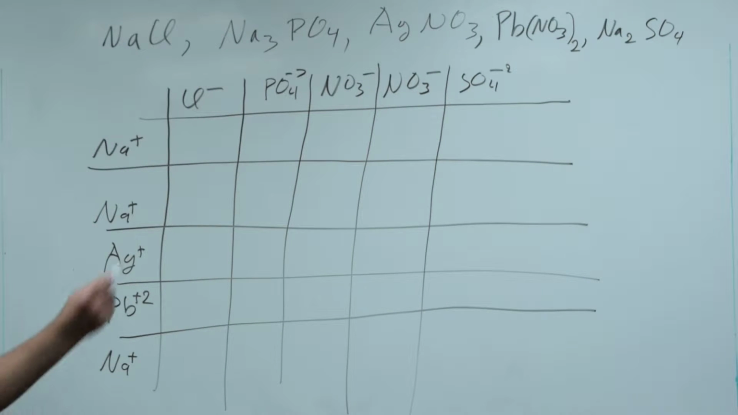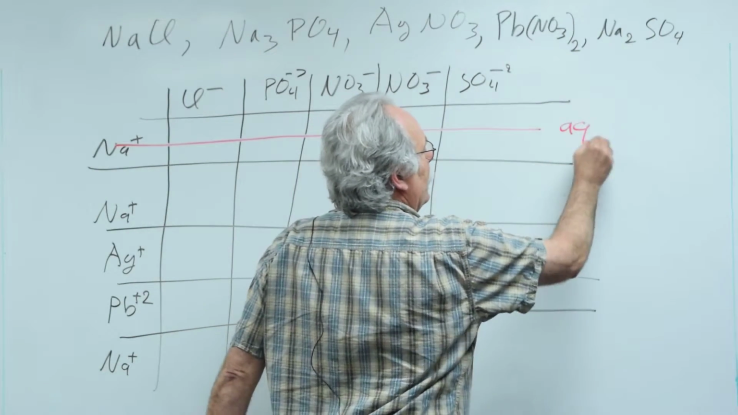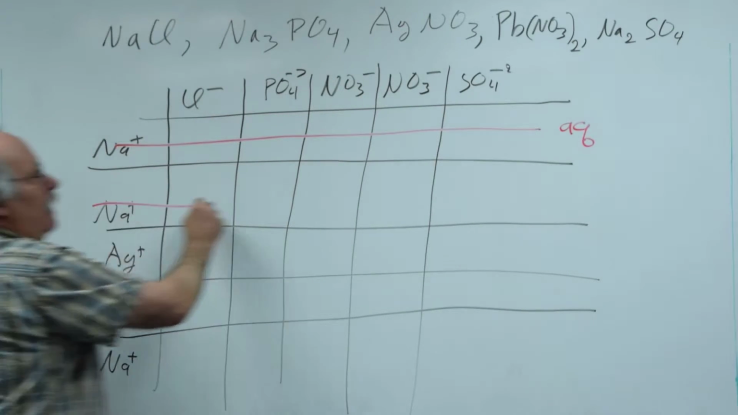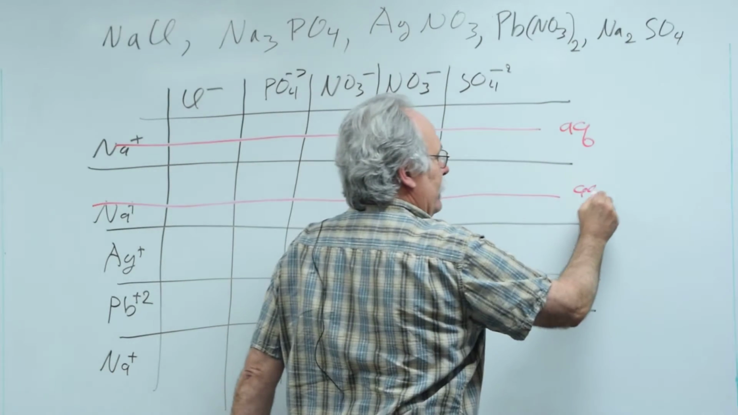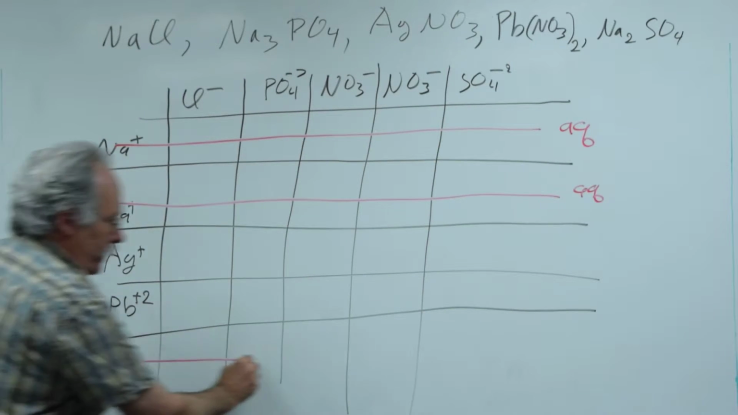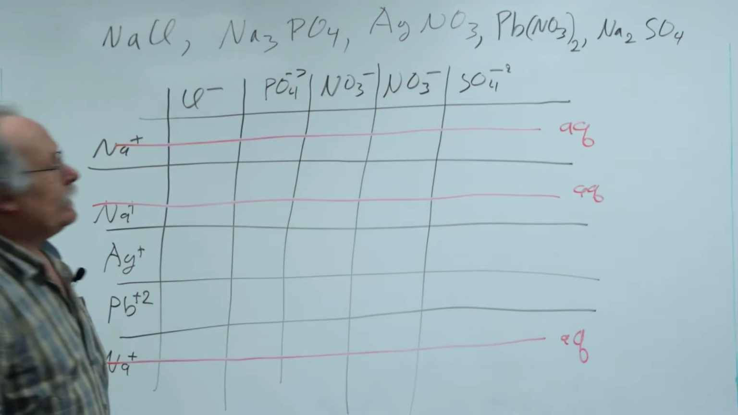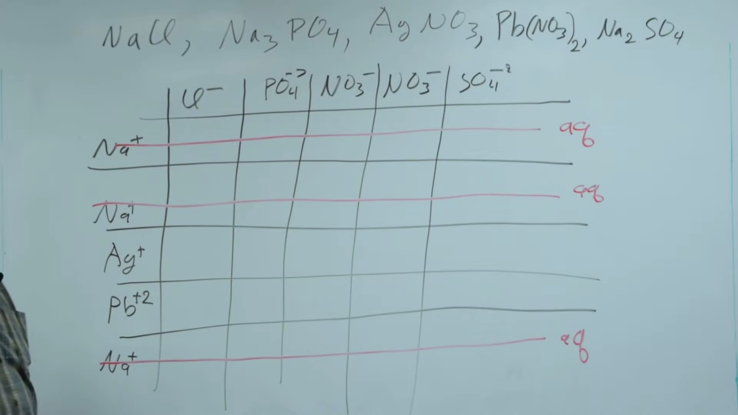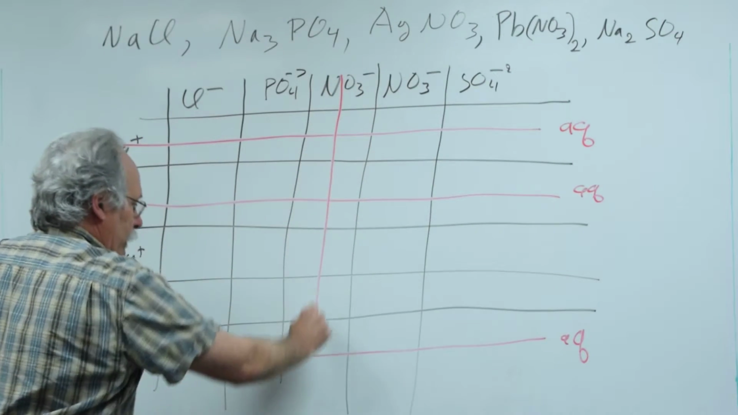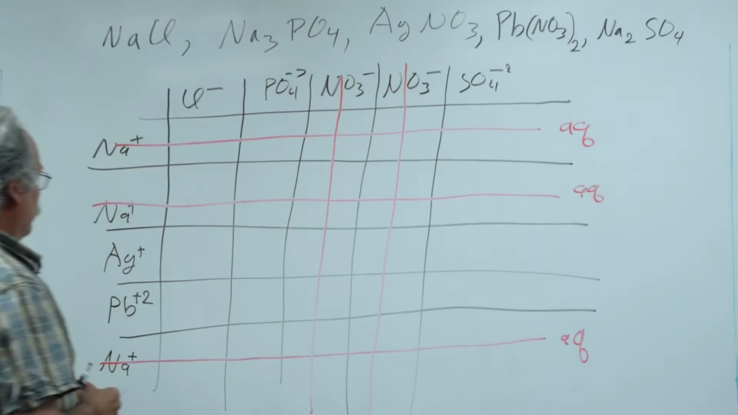Rule 1A says all salts of sodium are soluble. So everything here is aq, no precipitate. All salts of sodium are soluble. Everything here is aq, no precipitate. All salts are soluble. Everything here is aq. Now I go and apply my solubility rules to the anions. Rule 1A, all salts of nitrate are soluble. All salts of nitrate are soluble.